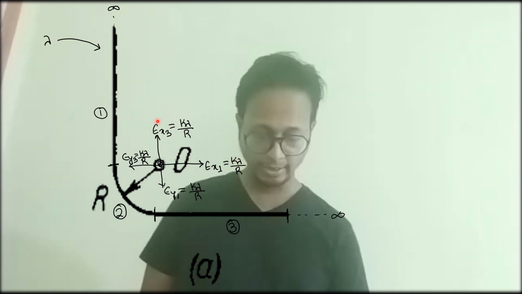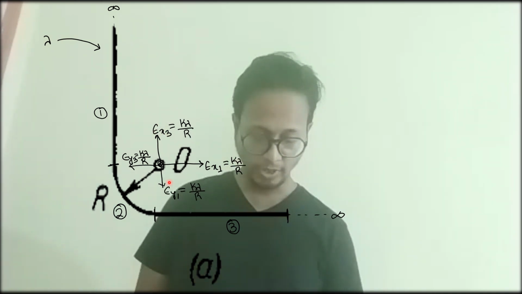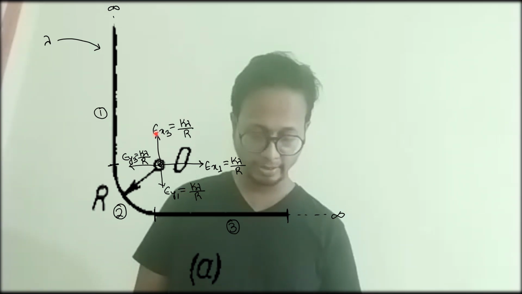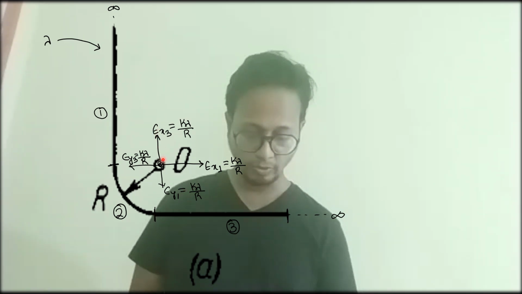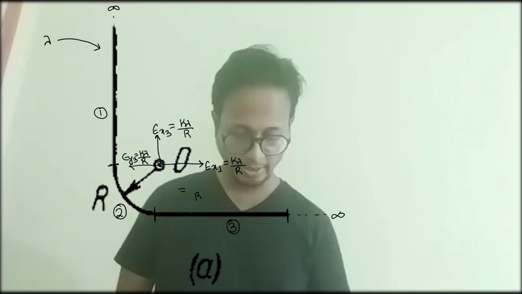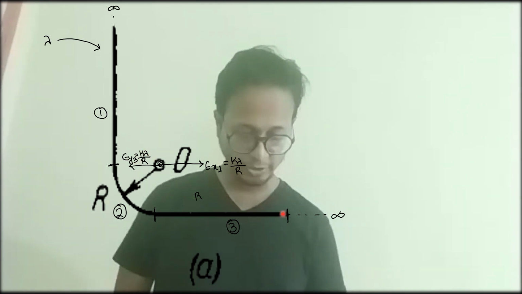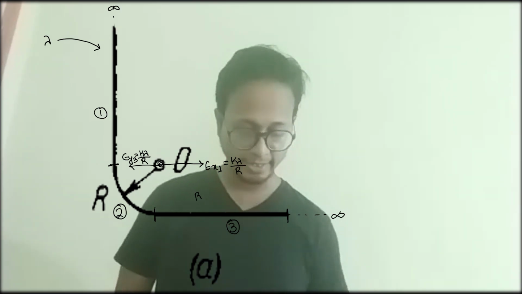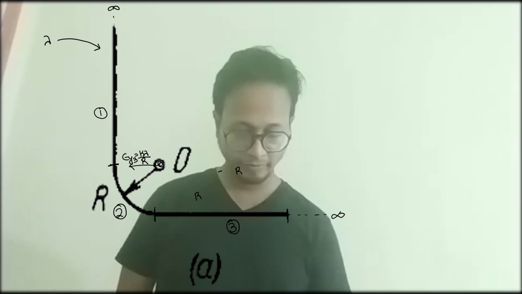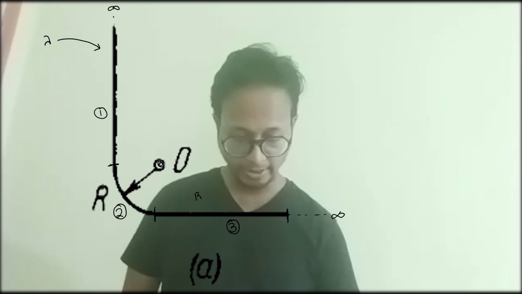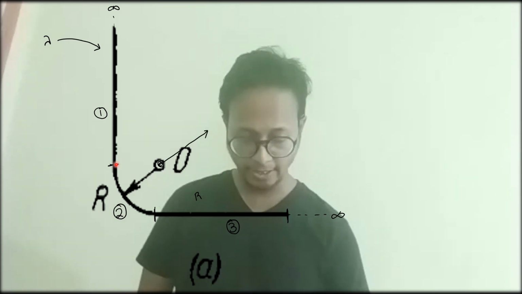Now see out here, this component Ex3 will cancel out this component, isn't it? This component of this wire would cancel out this component of this wire. Now this component of this wire and this component of this vertical wire would also get cancelled, because they are of the same magnitude and opposite in direction. The only remaining component would be in this direction due to the circular arc.